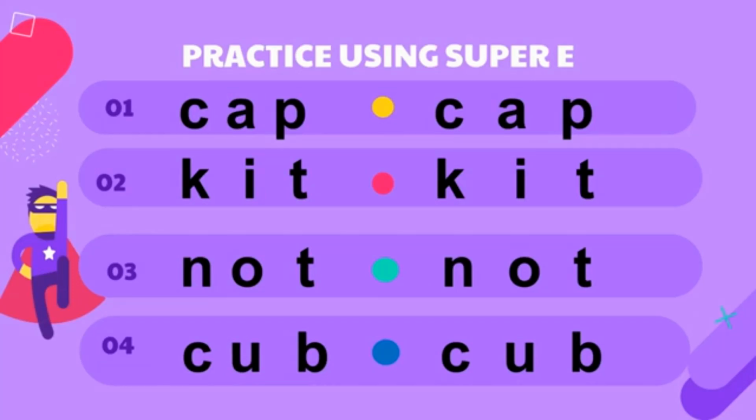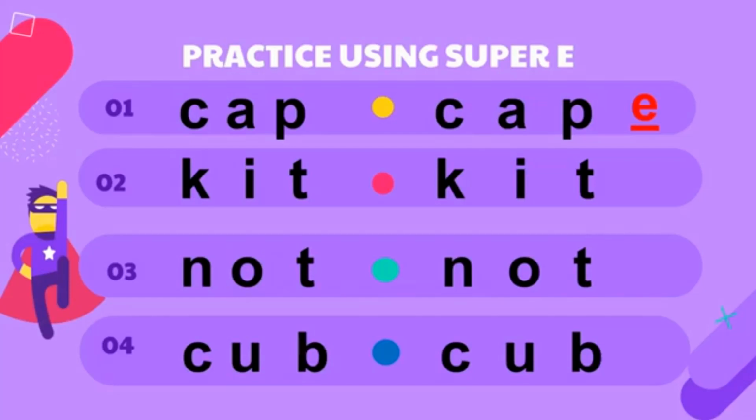Cap, cap, cap, C-A-P, cap. Now let's see what happens when Super E is added to the word. We now have two vowels. So the first one says its name and the second one, Super E, is silent. Let's try it. Cape, C-A-P-E, cape. Batman wears a cape. Good job. Let's try it again with number two.